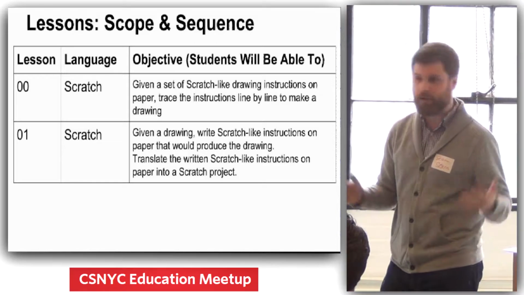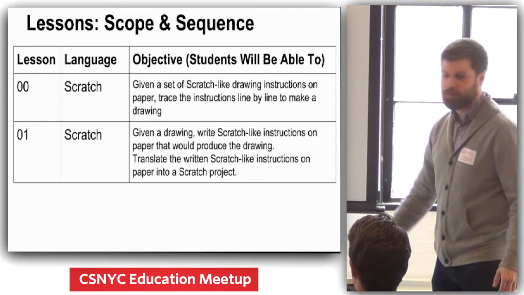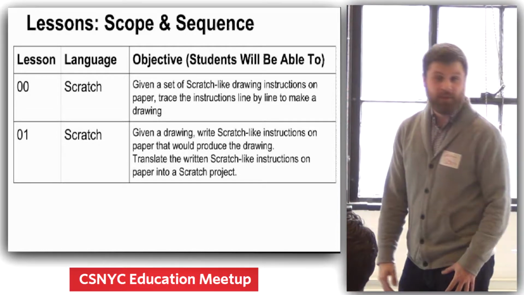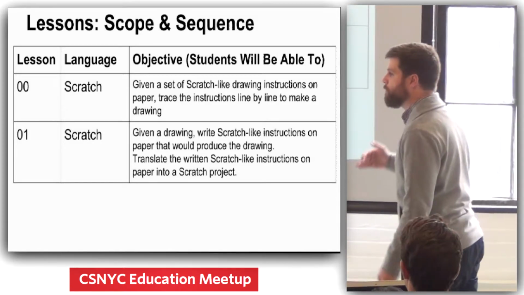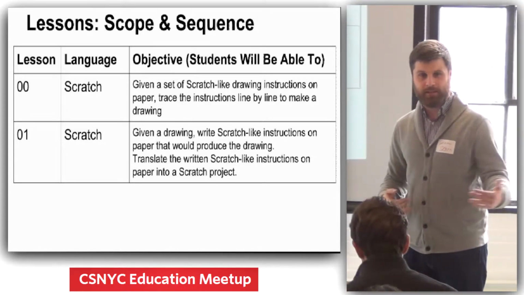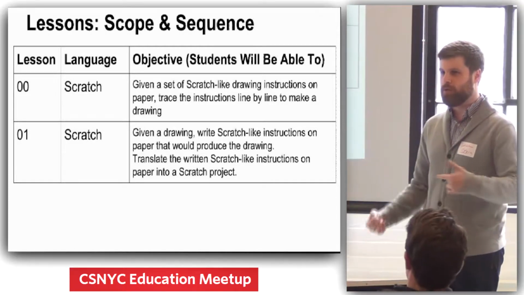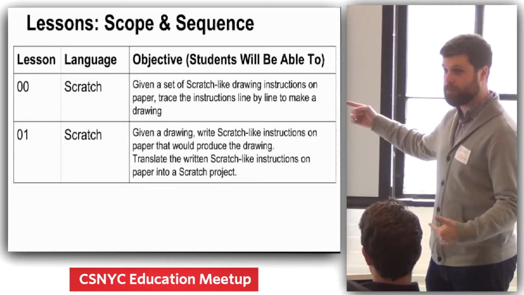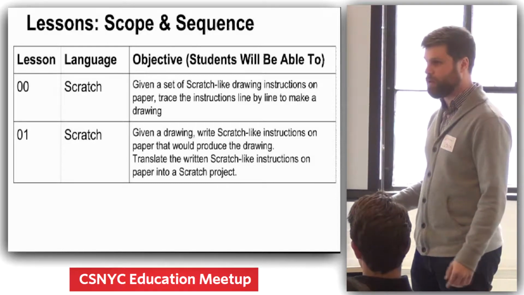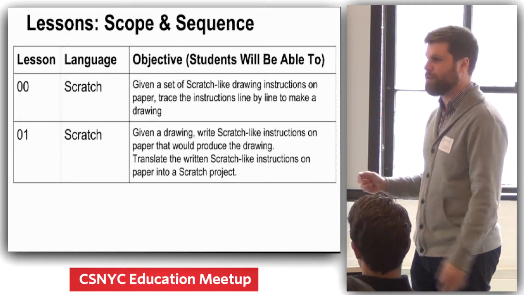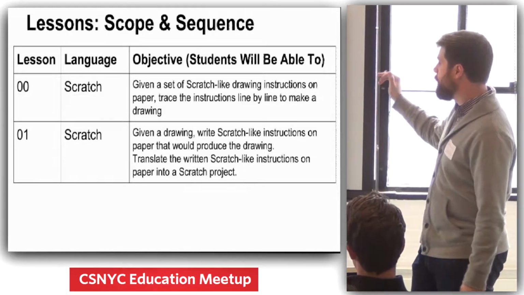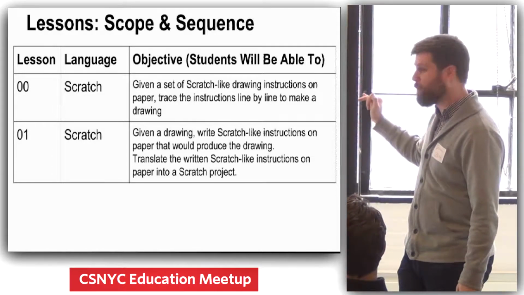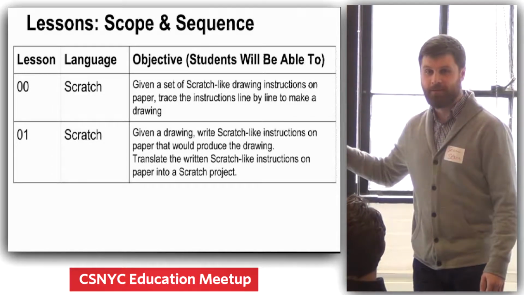Lesson 1, sorry, I start counting from 0 because I'm a computer scientist. So once we have confirmed that kids can do that consistently for some series of instructions, we go the other way, given some sort of drawing. The first way is here's an arbitrary set of instructions. Usually you want to make it a nice picture so they feel rewarded when they get it. Write Scratch-like instructions on paper that would produce the drawing.